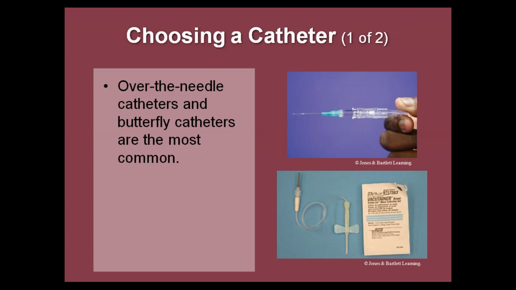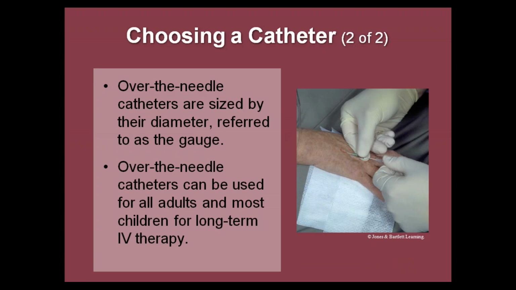And the picture there is an auto retract or a safety needle on the top one, and then the one in the lower is a butterfly catheter. Over the needle catheters are sized by the diameter, referred to as the gauge. The lower the number, the bigger the needle. Higher the number, the smaller the needle. They can be used for adults and most children for long-term IV care.